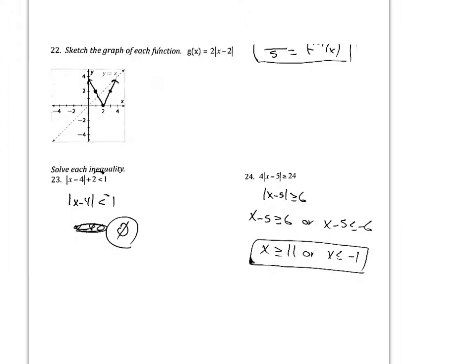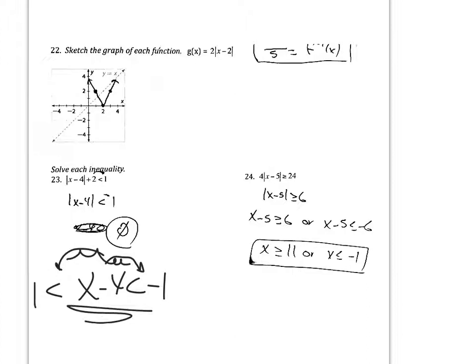So if you did set that up, you would set up like this. You would say x minus 4 is less than negative 1 and greater than 1. That's how you would set that up. That right there makes no sense because the number cannot be less than negative 1 and bigger than 1. There's no such thing. So you might catch it there. But I think tomorrow you have to work it out, and that's how you set it up.